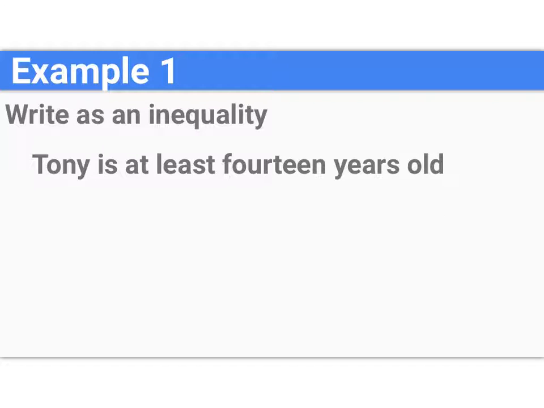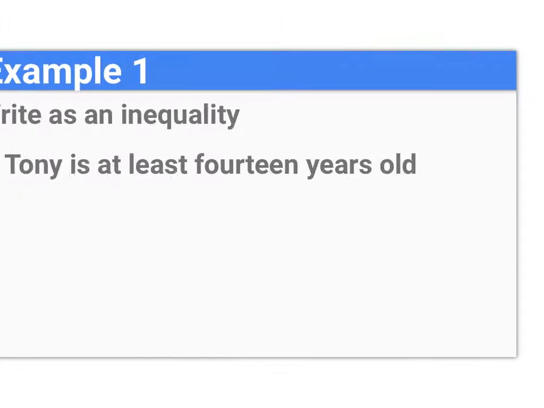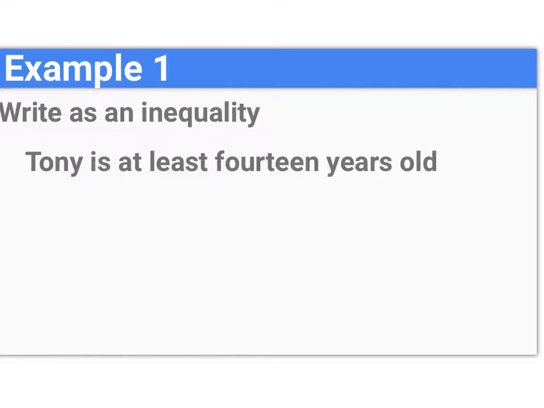All right, so what we're going to start off is writing an inequality. Tony is at least 14 years old. At least. Okay, so we need to break down what these words mean. At least. Let me turn the pen on. I always forget to turn the pen on. At least means Tony is greater than, because the lowest he can be, or equal to 14. So at least means the lowest he can be. So he's either 14 or over.